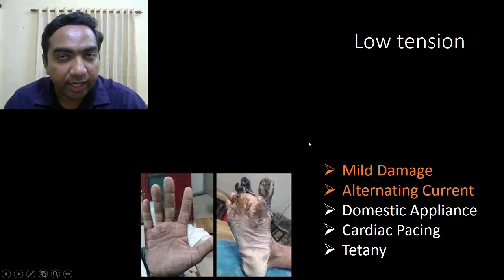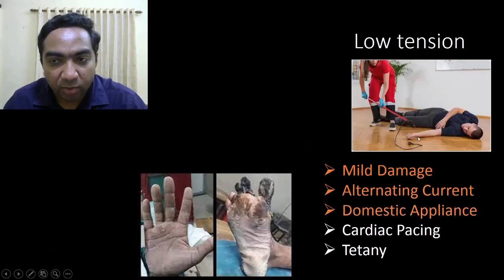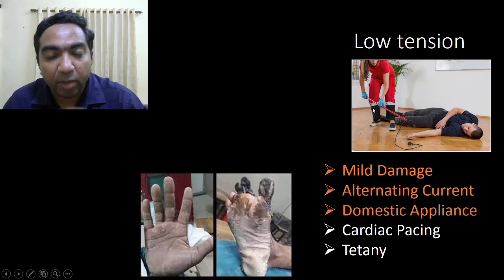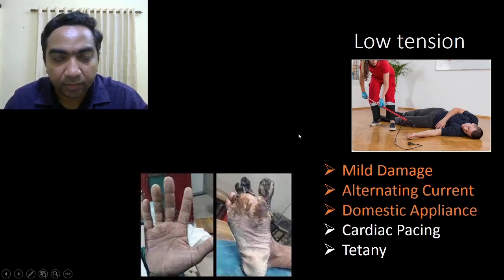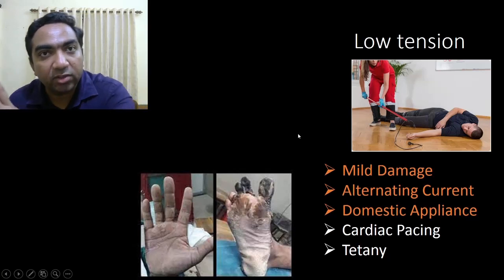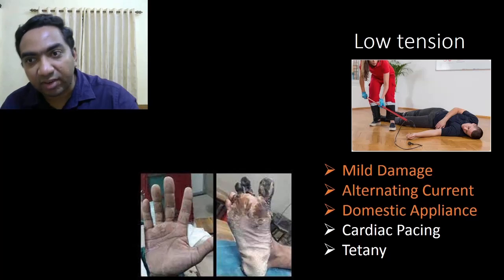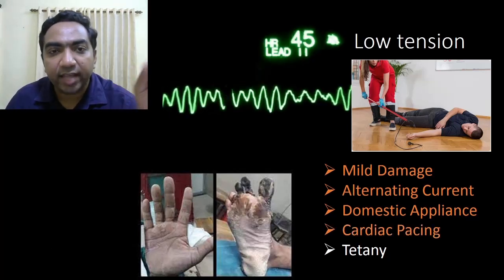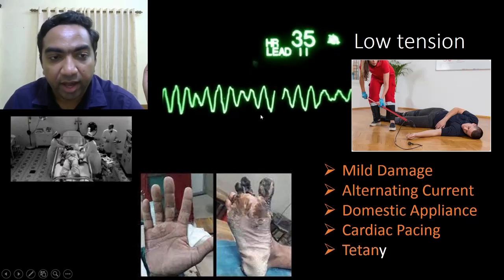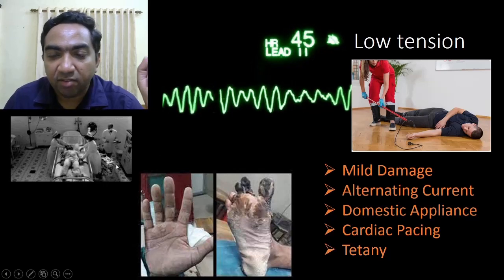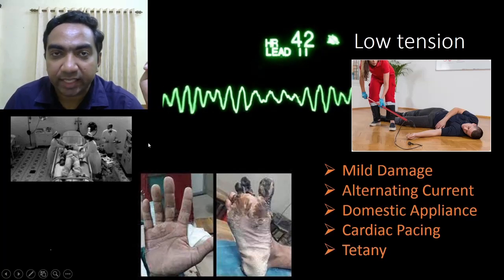The current will be alternating current in low tension injury. It will be generally a domestic appliance. And when we remove a patient from a low tension injury, make sure that we use some rod which is non-conducting, because otherwise, due to the tetany and the alternating current, there is a chance for the rescuing person to also get a shock. That doesn't happen in high tension injuries because that person will be ejected from that place. Now, these injuries can result in cardiac pacing problems. The sinus rhythm can be affected and the patient can go in for arrhythmia. And there will also be muscle tetany in case of low tension injuries.